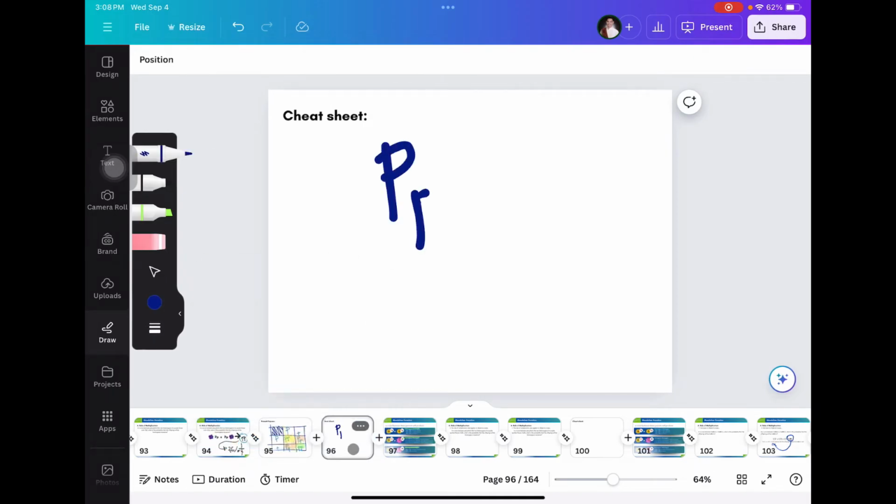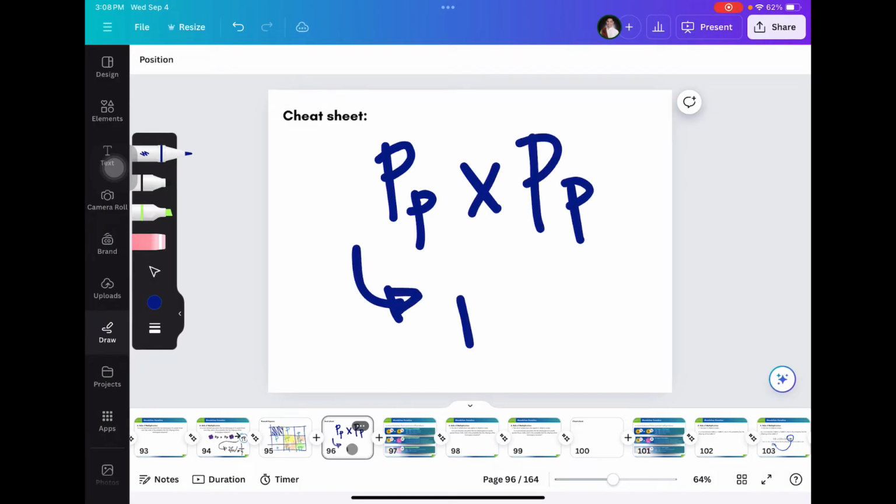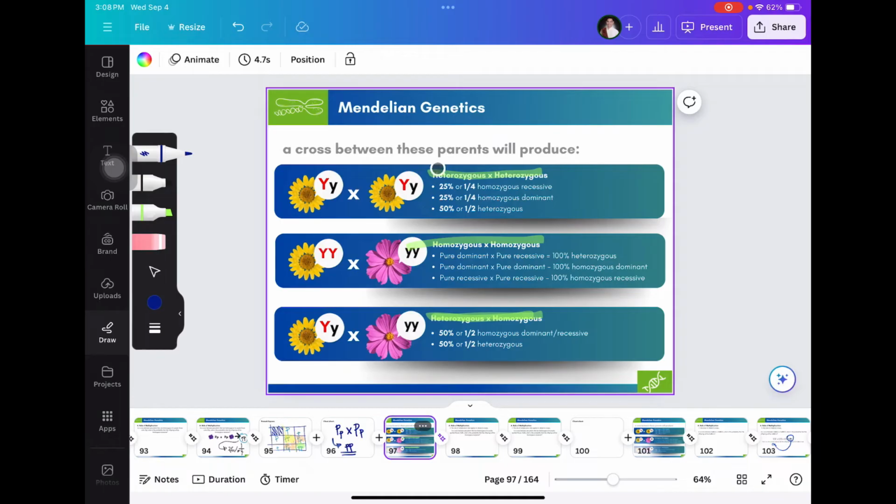it's Pp times Pp, dominant P, recessive p. What are the odds that the offspring will be homozygous recessive? You just have to look in our cheat sheet. You can actually memorize this one.